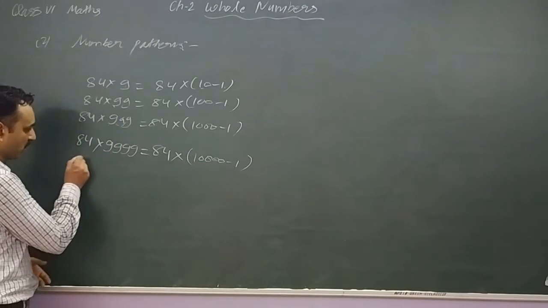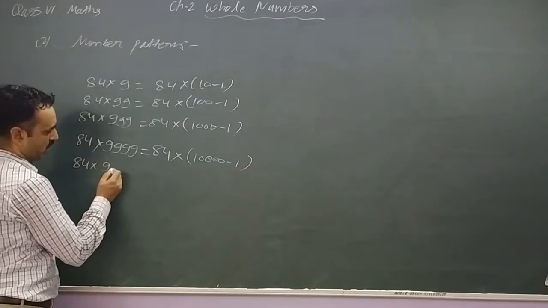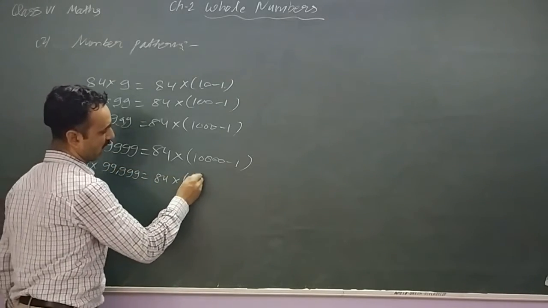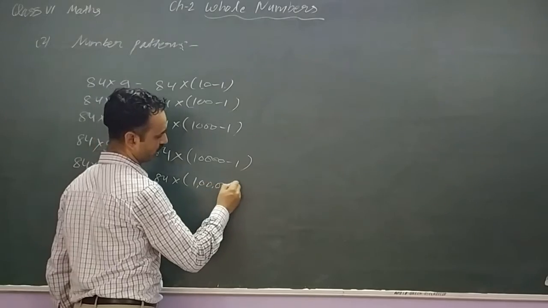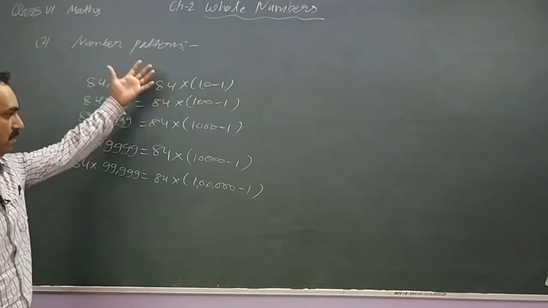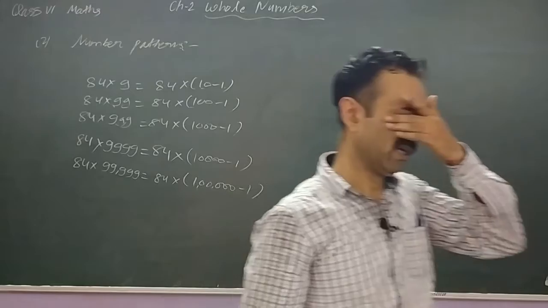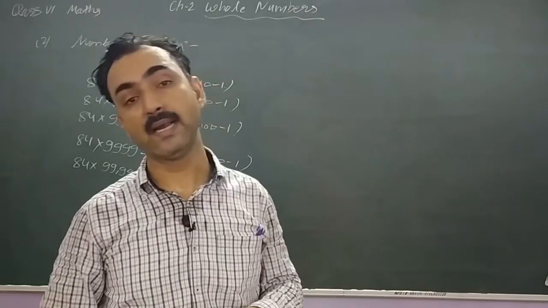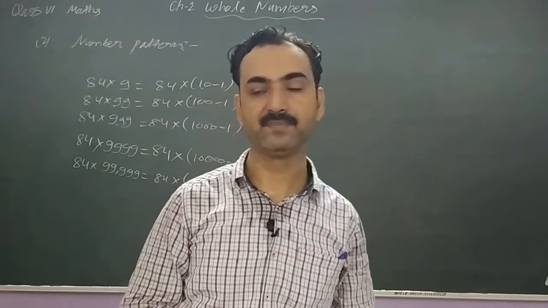And you can write the next step also. 99,999. 84 into 1 lakh minus 1. So first you have to observe the similarity in the given pattern, and then you will write the next step.